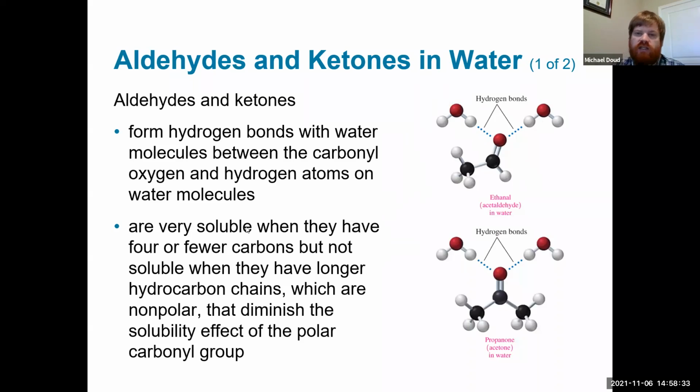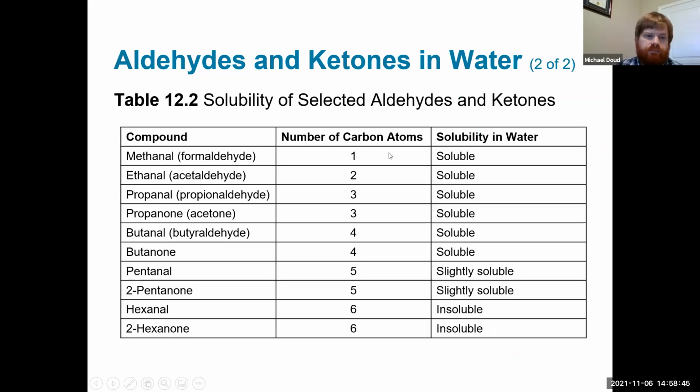So what we're going to use as the demarcation line is 4 carbon aldehydes and ketones are soluble, and then 5 carbons and up are insoluble. That's what we're going to use as our examples here. Now you see here in your book, it says pentanal and 2 pentanone, for example, are slightly soluble. We're just going to consider them insoluble for the purpose of this class. Basically, it just means that some of the pentanal and some of the pentanone will mix in, but not a lot. So that's where we'll kind of mark the line here between soluble and insoluble.